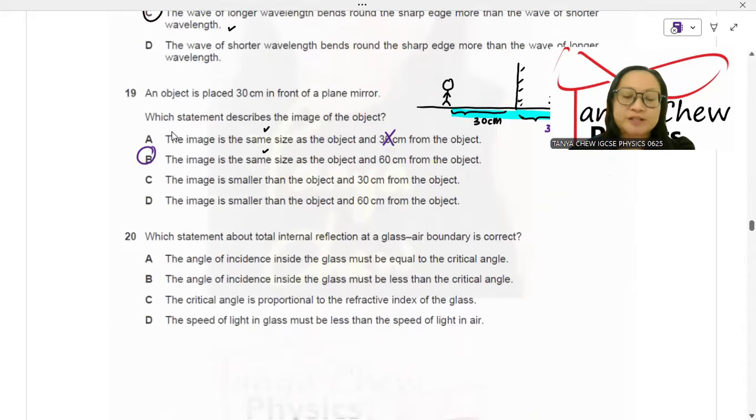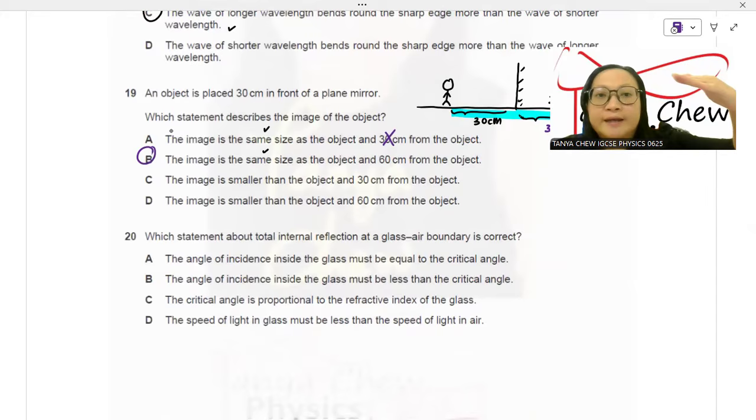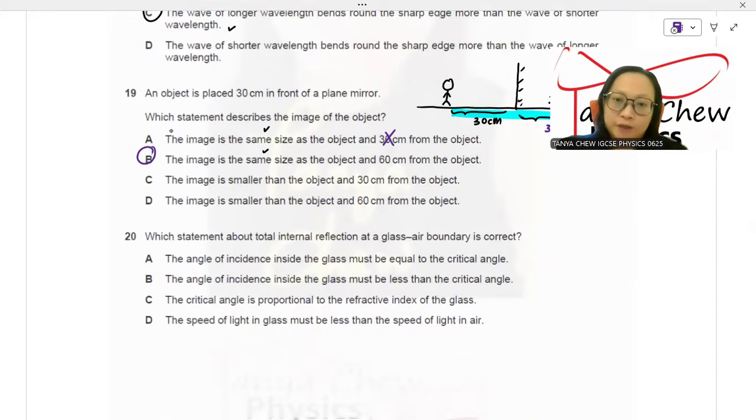Number 20, which statement about total internal reflection at a glass-air boundary is correct? A, the angle of incidence inside the glass must be equal to the critical angle. No, if the angle of incidence in the glass is equal to the critical angle, the wave would be refracted at 90 degrees at the surface of the glass. So this is wrong. It is not total internal reflection.